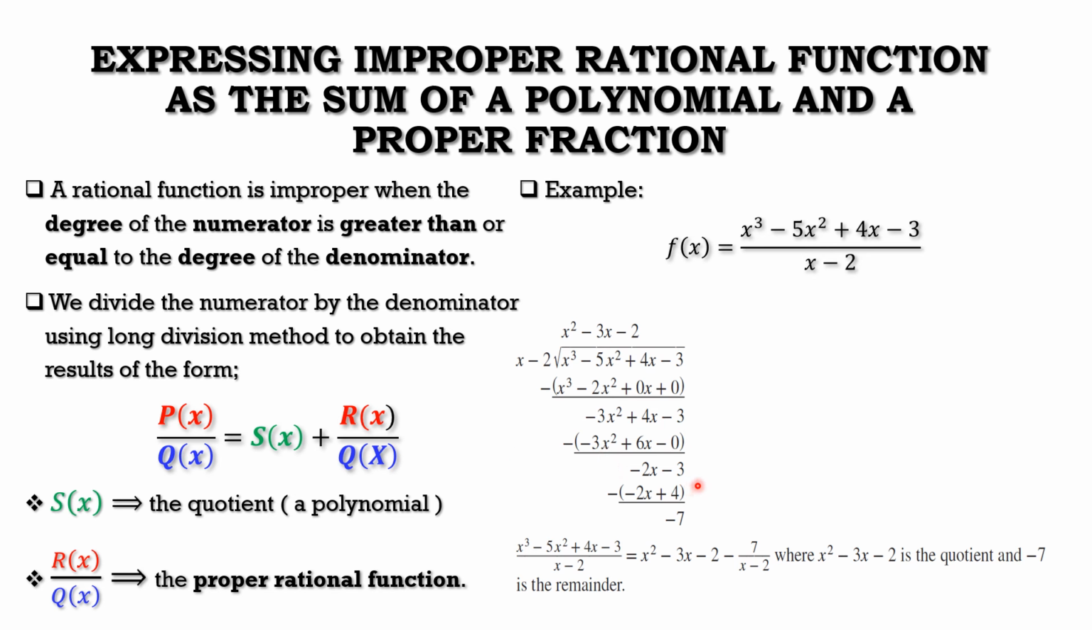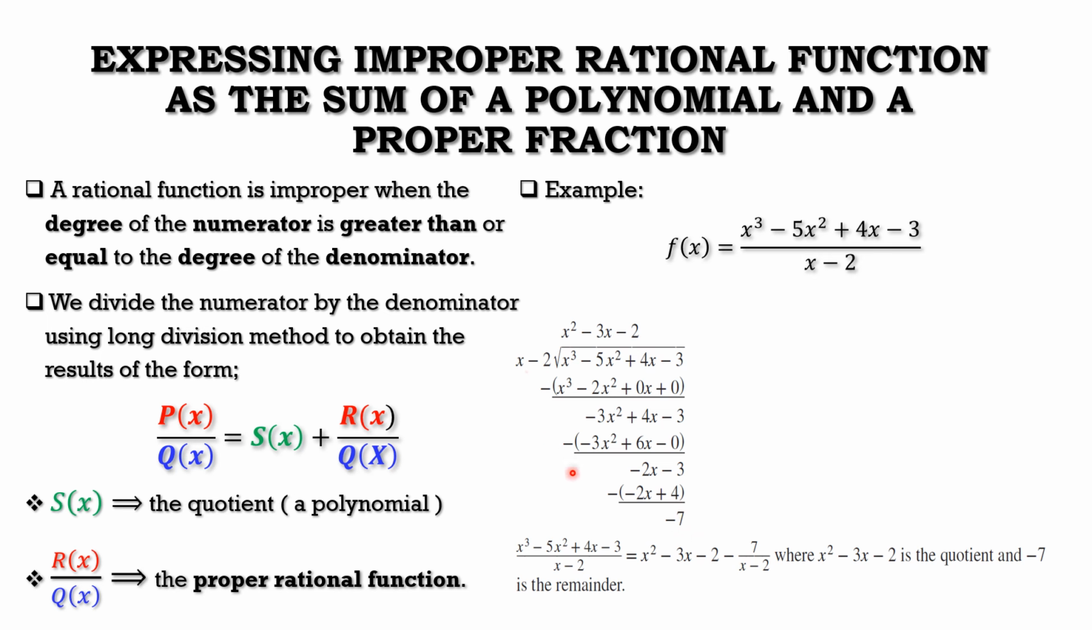So we repeat the same process till we realize that the degree of the new dividend becomes less than the divisor. So here we have to continue because the degree here is 1 and the degree of the divisor is 1. It is supposed not to be equal. It has to be less than. So we have to continue the same process. Minus 2x divided by x gives us minus 2. Then minus 2 times x gives us minus 2x. Minus 2 times minus 2 gives us positive 4. Then when you subtract this result from the one that we have here, we have an answer of minus 7. So the degree of this one is 0, which is less than the divisor.